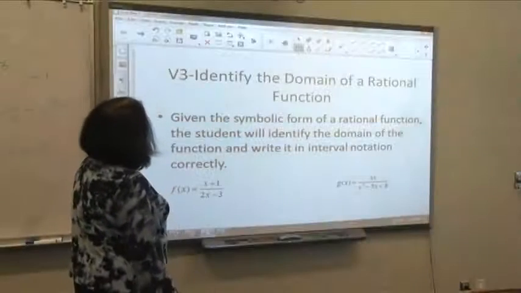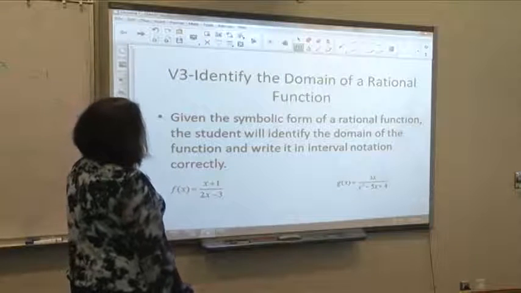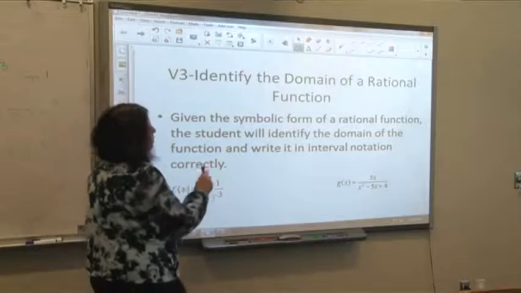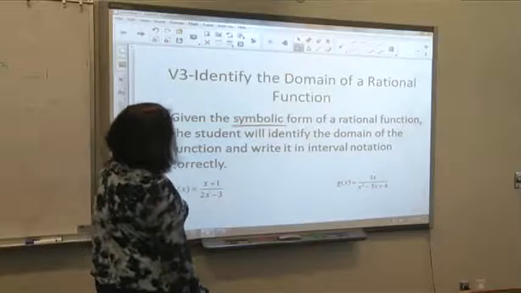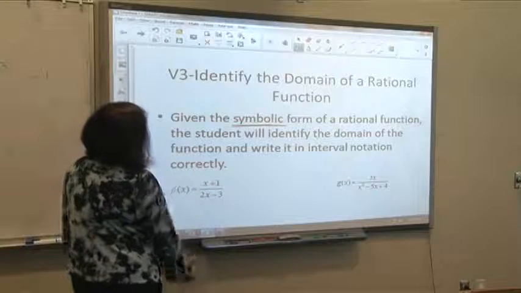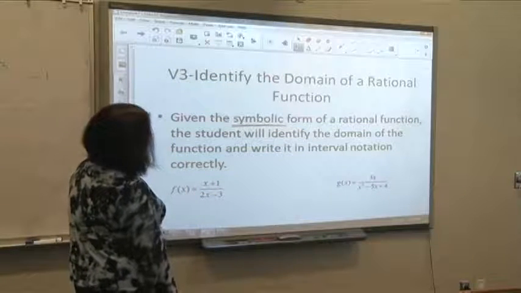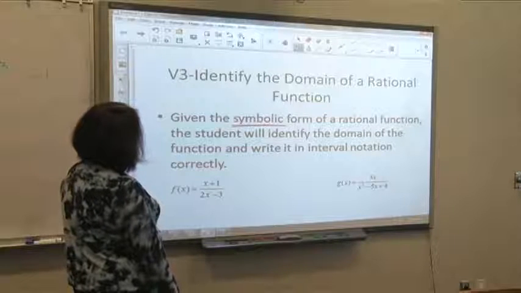This outcome is to identify the domain of a rational function, given the symbolic form. Here we're just looking at the symbolic form of a rational function. Remember, rational is fractional, a function that looks like a fraction. The student will identify the domain of the function and write it in interval notation correctly.